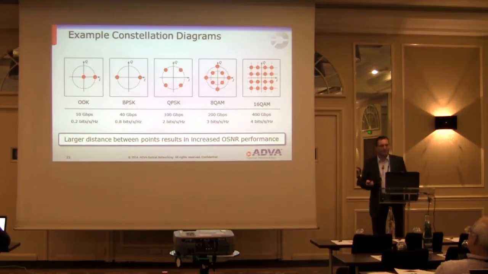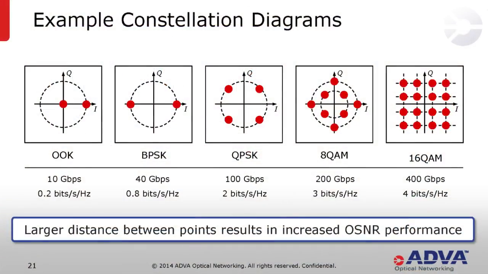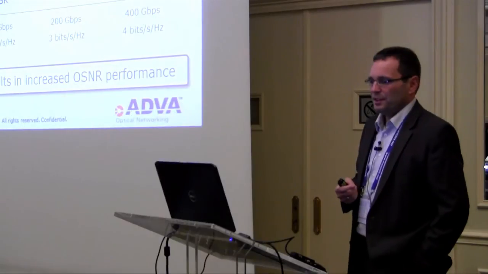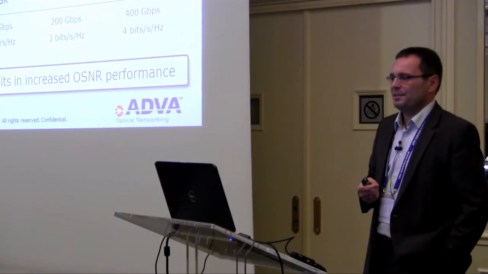But of course, we can do much more. And if you look at some of those constellation diagrams, on the left-hand side, we can start with on-off keying. So that's a simple one, light or no light. Basically, the red dot can lie everywhere on the outer circle, because we're not looking at the phase at all. Good for 10 gigabits per second, gives us a spectral efficiency of 0.2 bits per second per hertz. Was okay in the past.